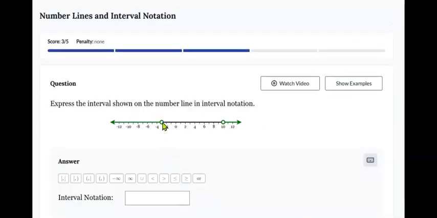Last one. Looks like I can be any number that's less than -3. Now because this circle is open, I need 2 parens, negative infinity to -3. Since there's another segment, I'm going to use this intersection symbol. Positive 10 to infinity. The 10 is a circle that's open, so I need 2 parens, 10 and then positive infinity.